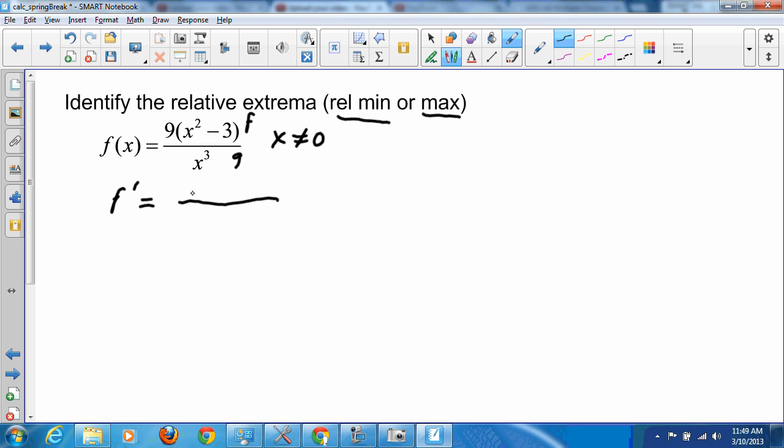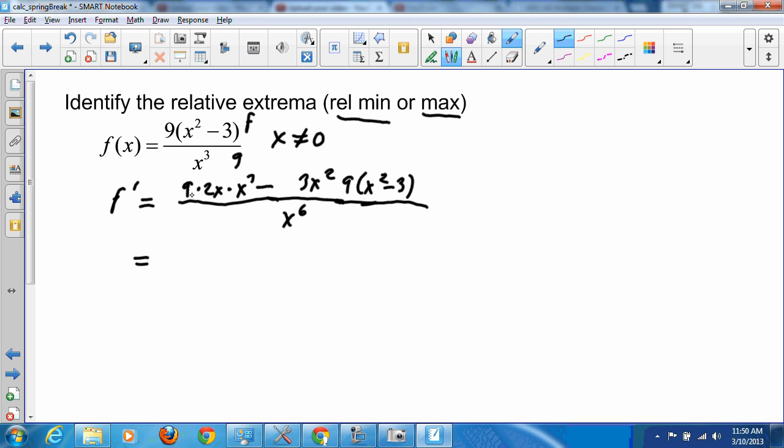So the first derivative of the top would be what? We have our multiple out here, so we have 9 times 2x, the derivative of minus 3 is 0, times the bottom, minus the derivative of the bottom, which is 3x squared. And not touching the top, we have 9 times x squared minus 3. And then square the bottom, so we have x to the third squared, or x to the sixth.